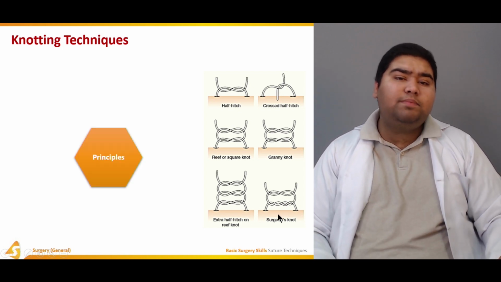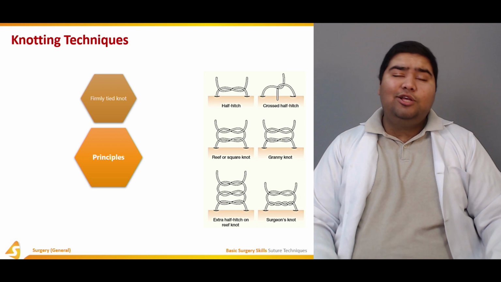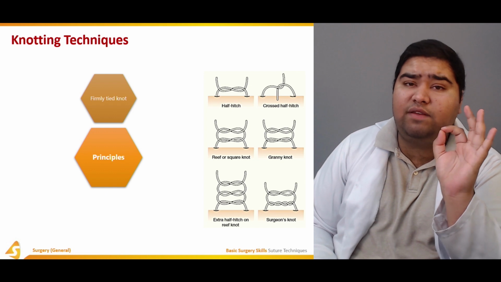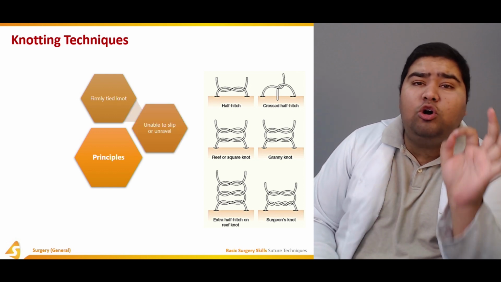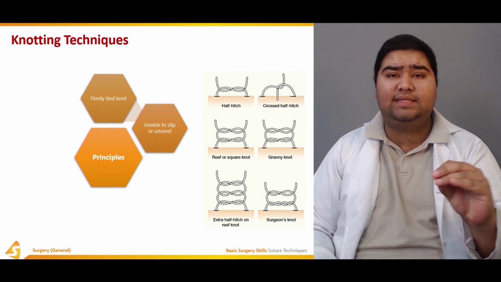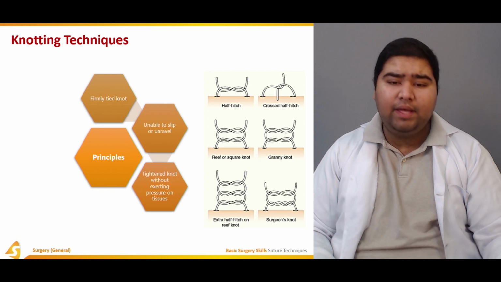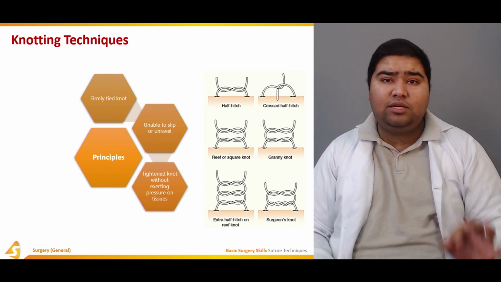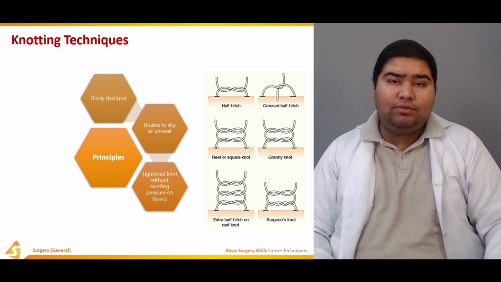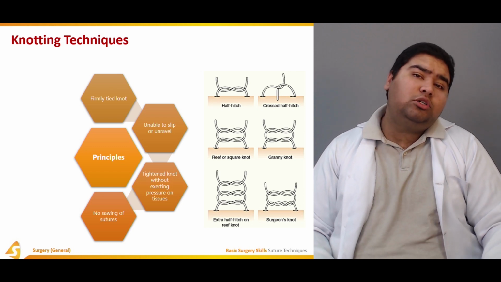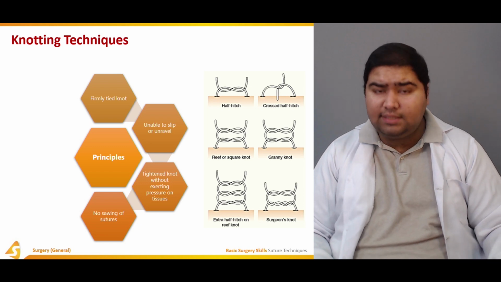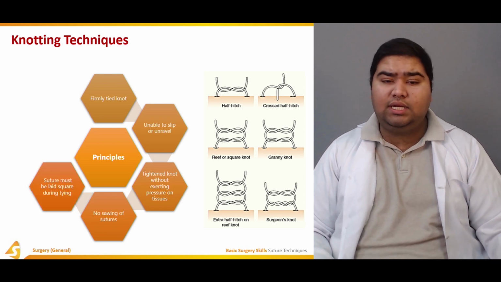So what are the principles of knotting techniques? A knot should be firm. It should always be firm. That is the first and foremost principle. It should not unwind. It is the second principle. A knot should be such that it should not open itself. It should not unwind or slip. Then a knot should be tightened without tension on the strings. So it should be tightened properly and without tension on the strings. There should be no sawing of the suture. So the suture material being used should not be sawed, otherwise the strength of the knot would decrease.